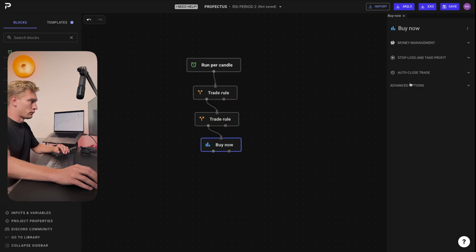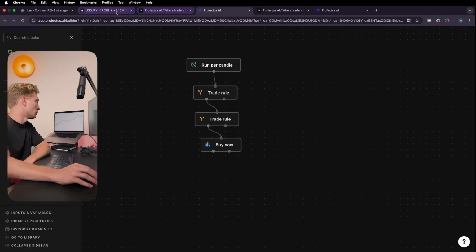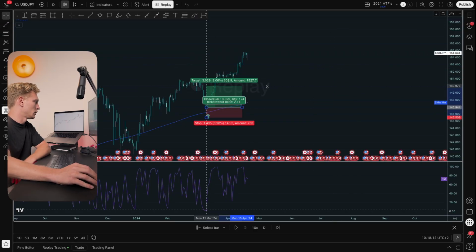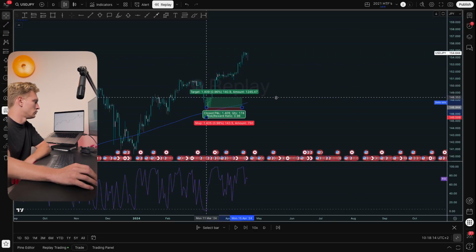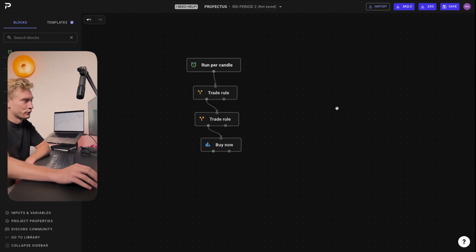So this is everything. We have the stop loss and the target is 100% of the stop loss, meaning a 1-to-1 risk to reward. So instead of having 1 to 5, we now have it programmed to do a 1-to-1. And well, congratulations, you now have your first algorithm. We built a strategy.